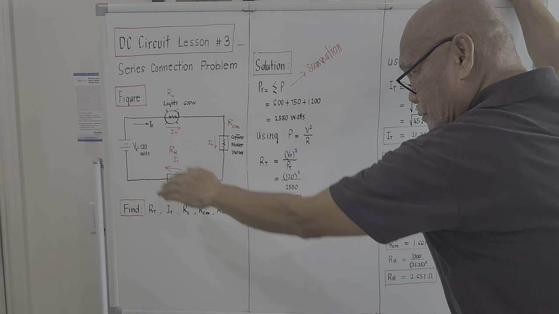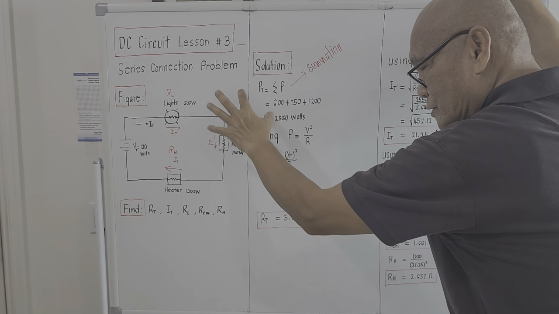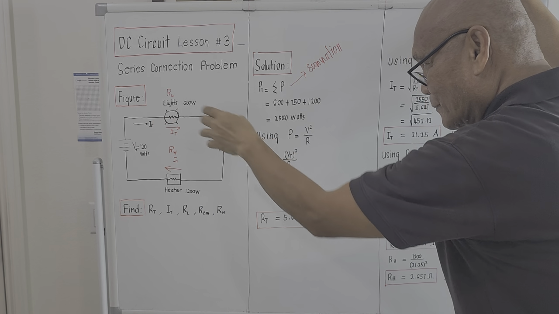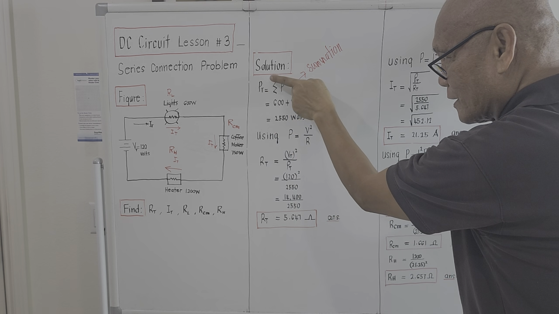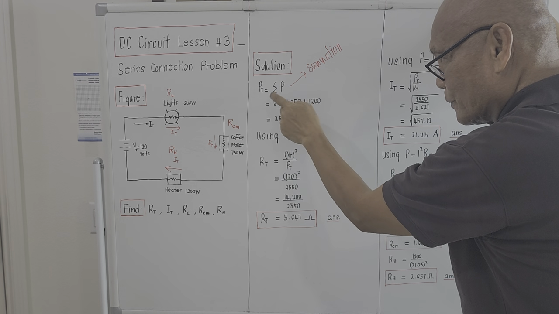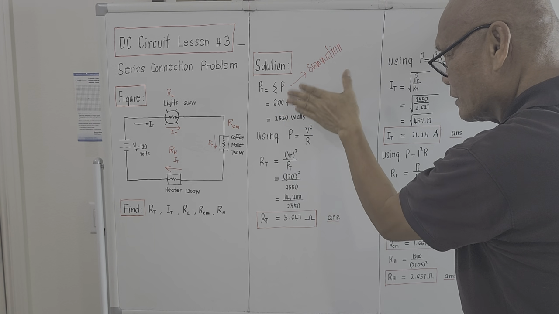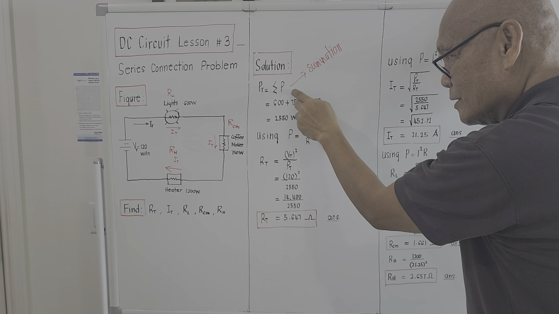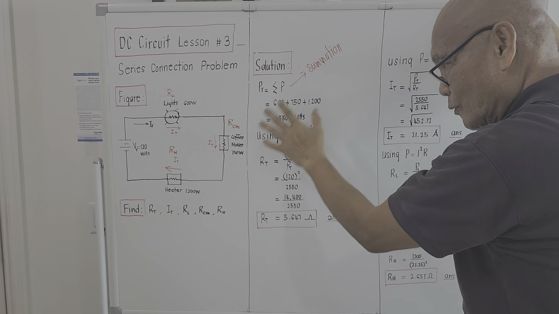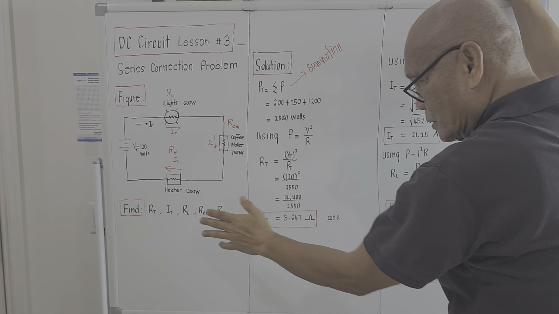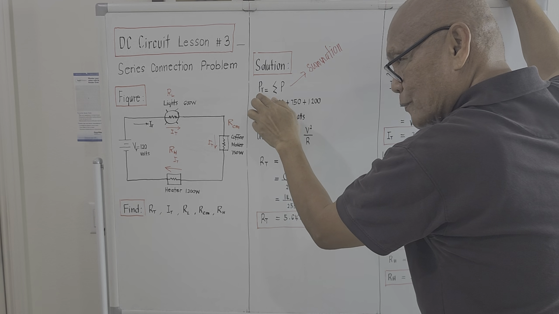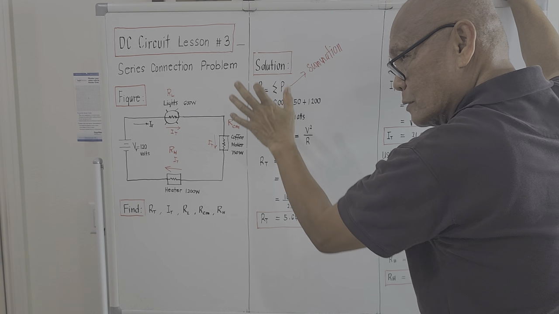So if we try to compute for the total load of this system, the total power designated by capital letter P with the subscript T will be the sigma notation, or simply the summation of the individual powers. Before we could proceed to the computation of R total, we will first compute P total. We need that one.